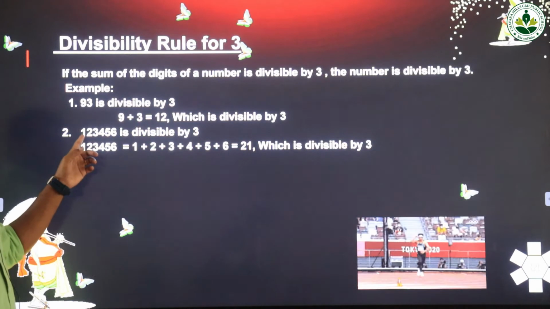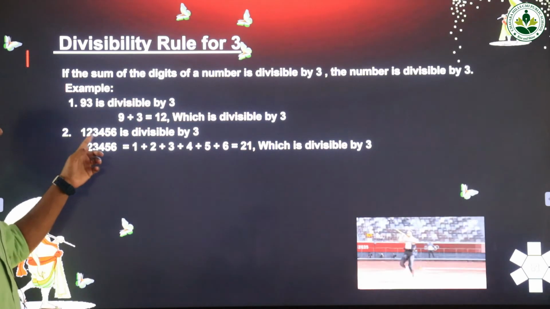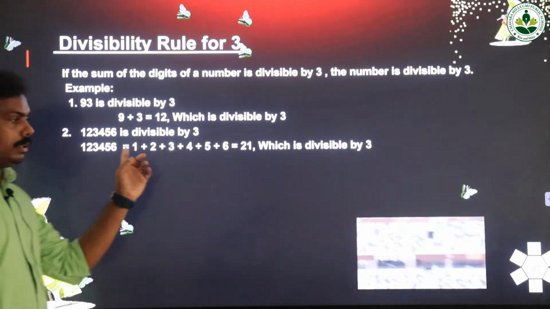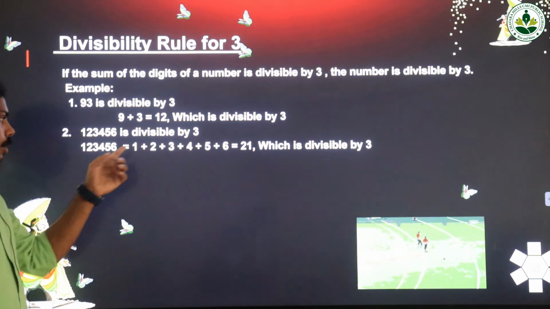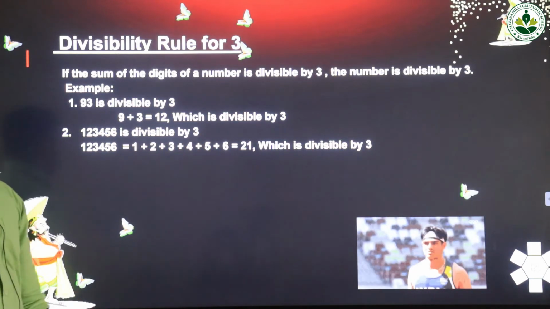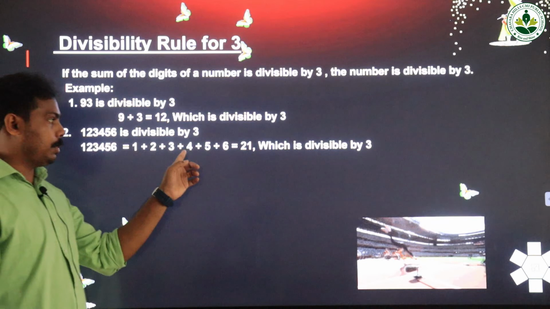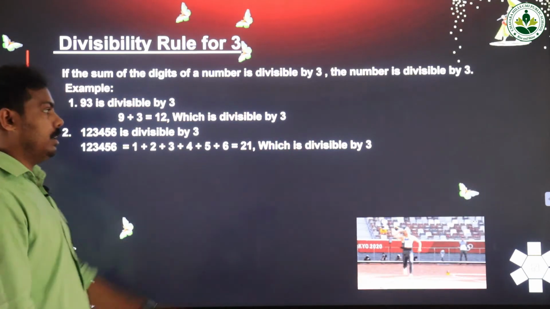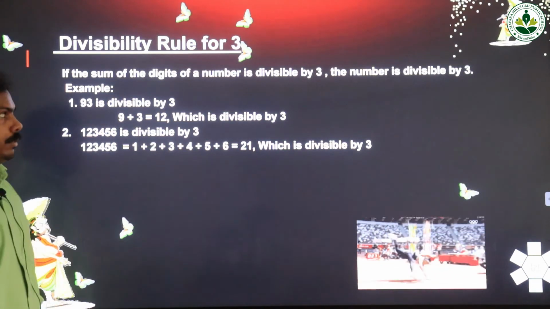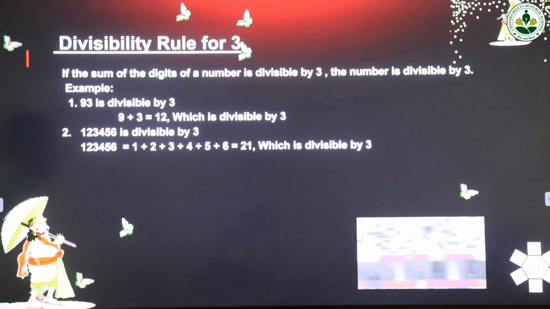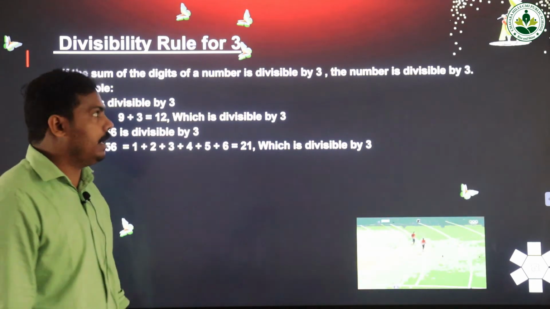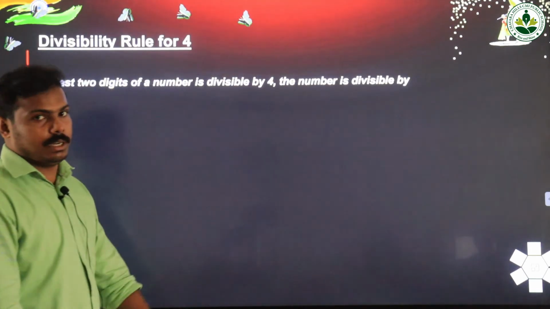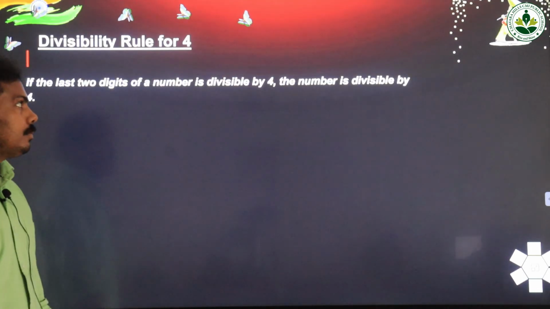And the next one, is 123,456 divisible by 3 or not? Find the sum of the digits of the number. 1 plus 2 plus 3 plus 4 plus 5 plus 6. 1 plus 2 is 3, 3 plus 3 is 6, 6 plus 4 is 10, 10 plus 5 is 15, 15 plus 6 is 21. 21 is divisible by 3. So the number is divisible by 3. The divisibility rule for 3 is, if the sum of the digits of a number is divisible by 3, the number is divisible by 3. Next one, divisibility rule for 4.